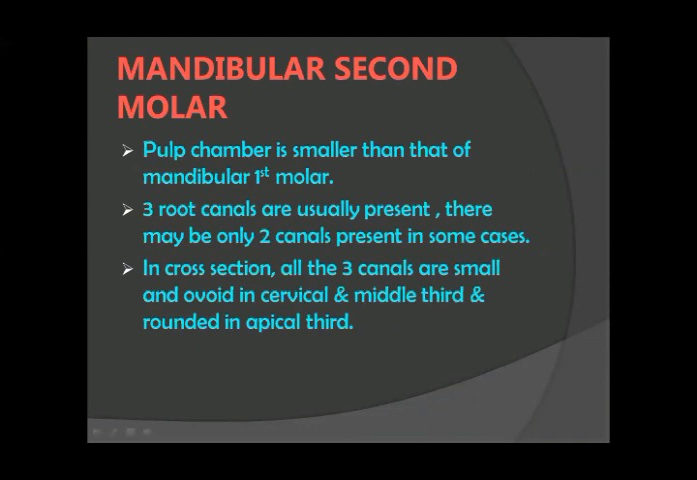Mandibular second molar pulp chamber is similar to that of the mandibular first molar. Three root canals are usually present. There may be only two canals present in some cases. In cross section, all three canals are present, small and ovoid in the cervical and middle third and rounded in the apical third.